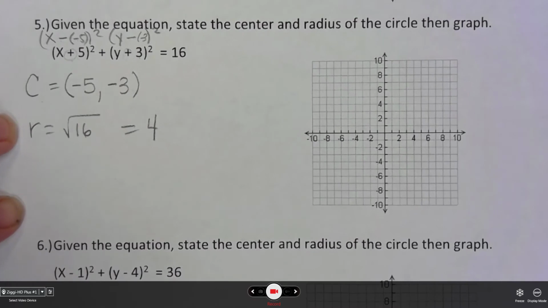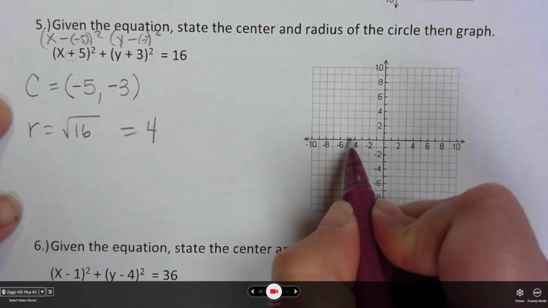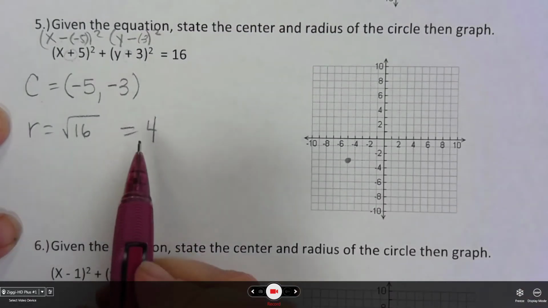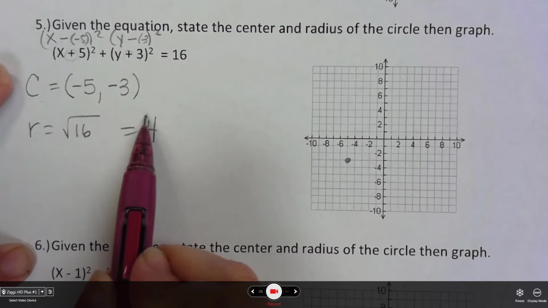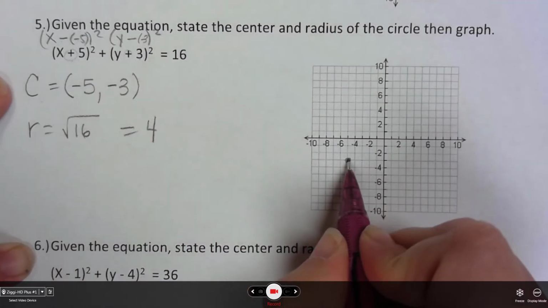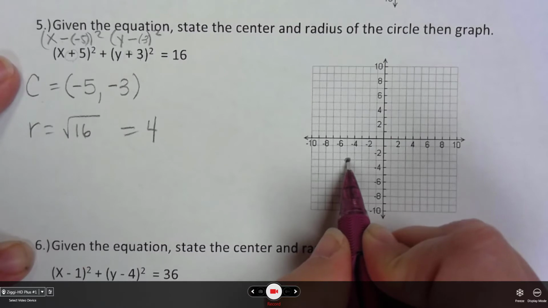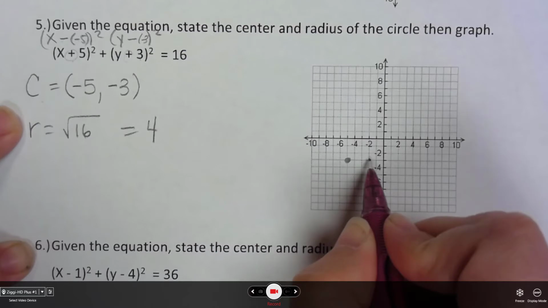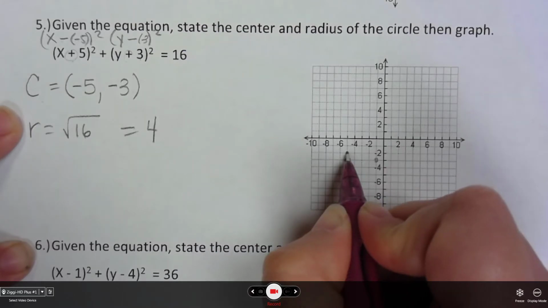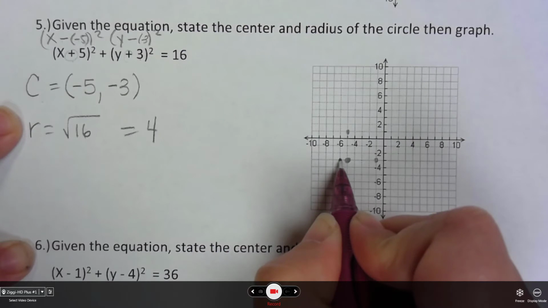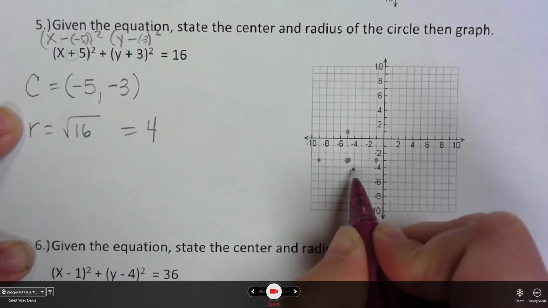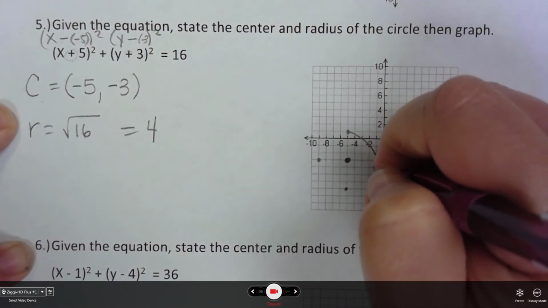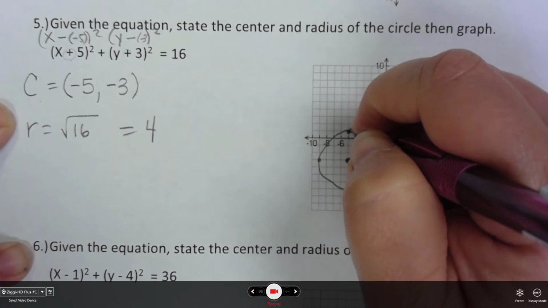All right, I'm going to go plot my center. So from the origin, I'm going to go left 5 and down 3. That's the center. And then the outer edge is a distance of 4, or a radius is 4. So from the center, I'm going to go right, up, left, and down 4 to get enough points to where I can draw the circle. So from the center, 1, 2, 3, 4. And again in each direction. All right, that gives me enough points I can connect them to form my circle.